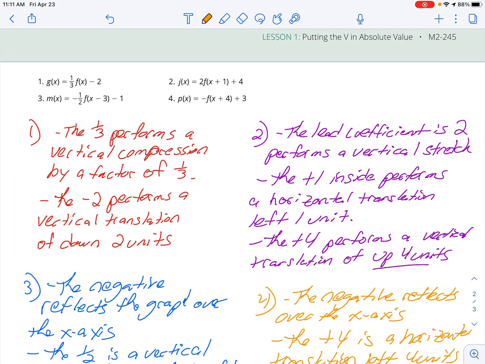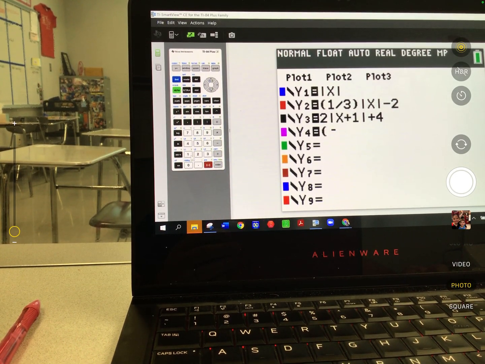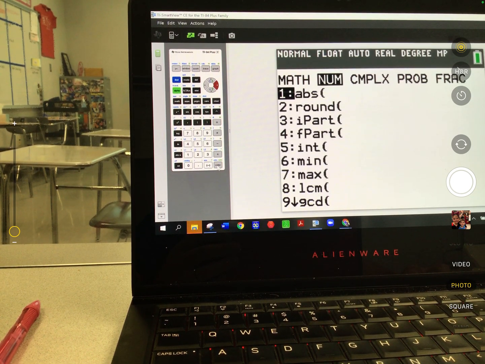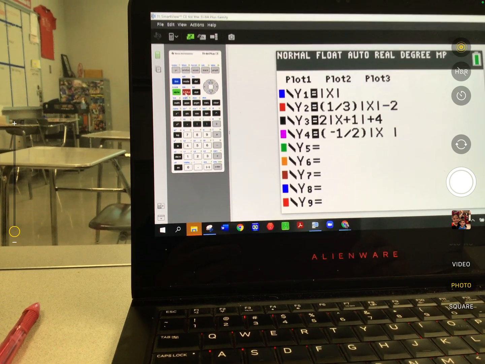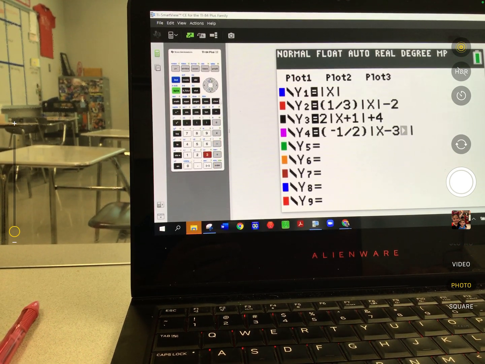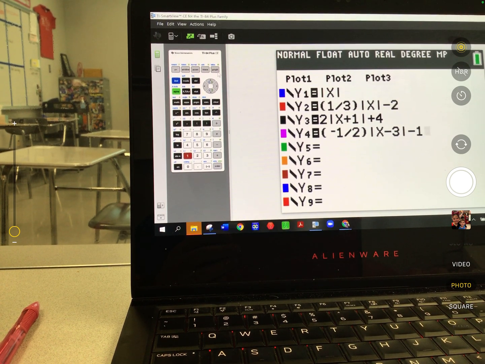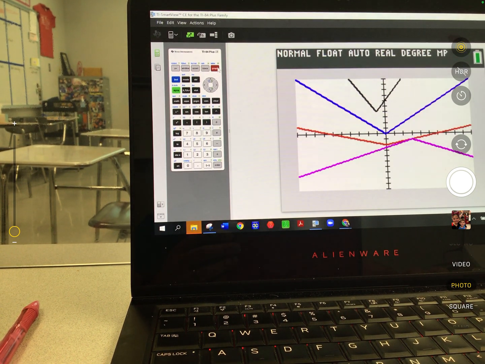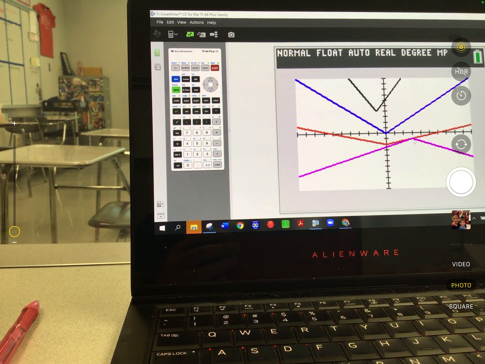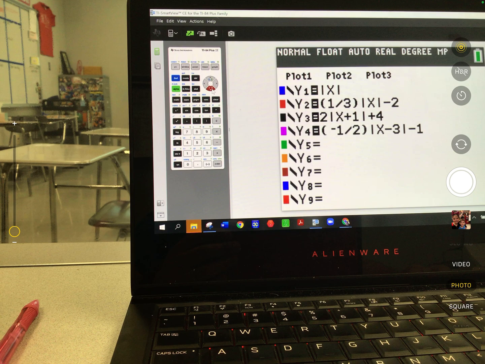The next one, negative 1/2, so parentheses, negative 1/2, absolute value, x. And then inside of there was a minus 3 and then minus 1. So minus 3, and outside the bars, minus 1. So it should open down, be vertically compressed, go to the right 3 and down 1. Opens down, it goes to the right 3, down 1, and it is wider, it's flatter because it's vertically compressed.